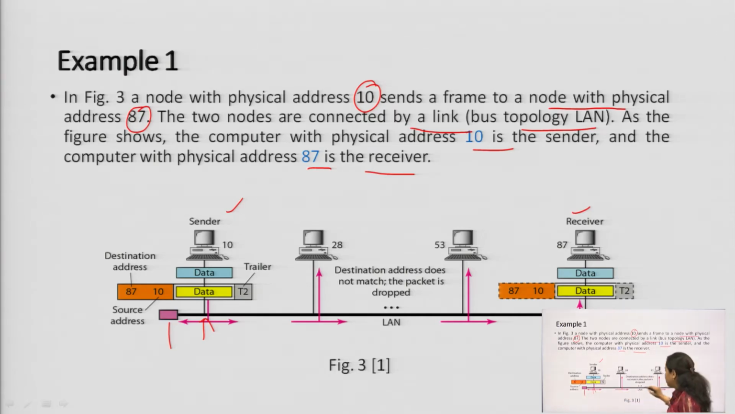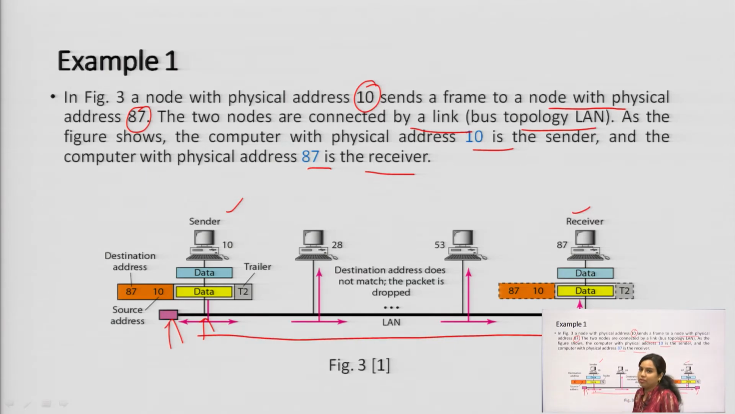First thing, this is based on bus topology. This is the bus topology. These two are cable ends. It is associated with a LAN. LAN means in an office, in a small area. Then this is the sender, the first computer. This is the receiver, the second computer.